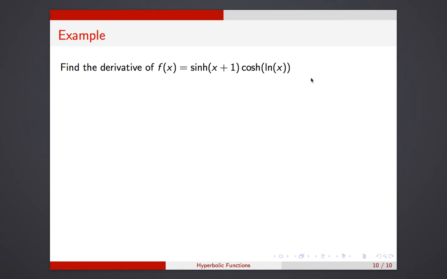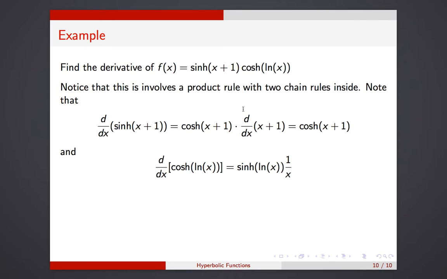So we're going to have to use a product rule, but we're going to have a product rule with a couple of chain rules going on inside of it because we have this function inside of a sinh, we have the natural log function inside of a cosh. So let me just point out to you that the derivative of sinh of x plus 1 is cosh of x plus 1 times the derivative of that inside function. This is just the chain rule I'm doing here, right? Take care of the outside function first, and then slap on the derivative of the inside function.